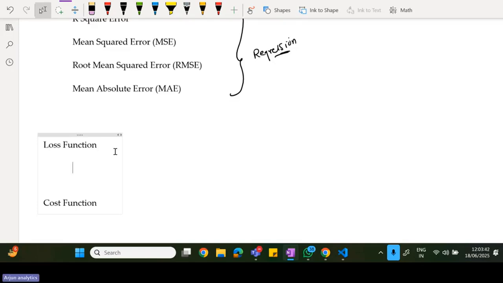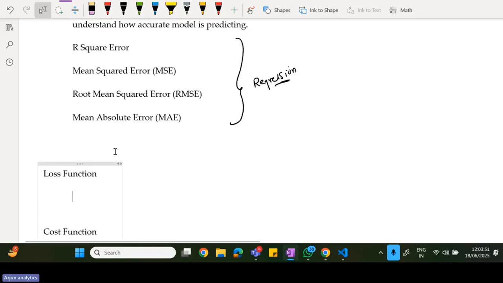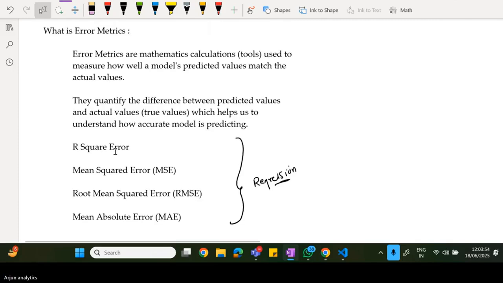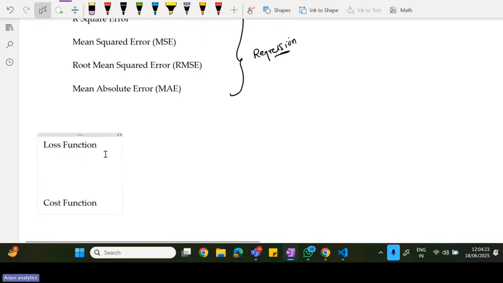How can we define this? A loss function is a mathematical formula that measures the error between a predicted output and the actual value for a single data point. It will measure the error between actual and predicted value for one single data point. Please remember this.